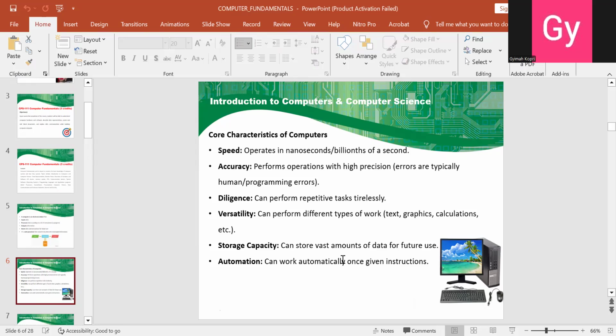Then we look at versatility. When you say somebody is versatile, it tells you that a person can do different types of tasks. So we can use the computer to do text, graphics, calculations, a lot of things. The computer can perform different types of jobs or tasks.